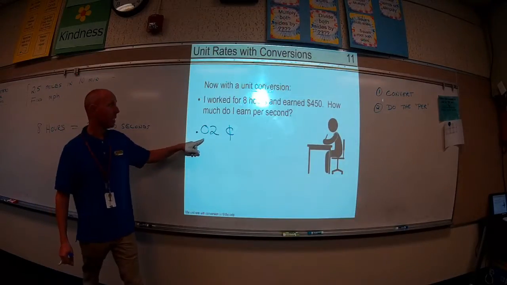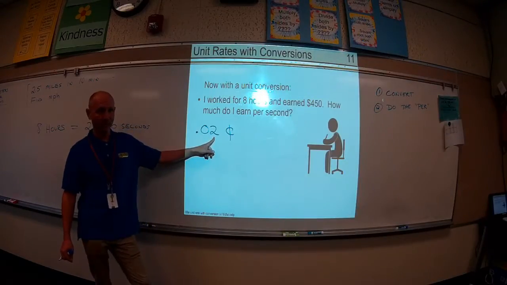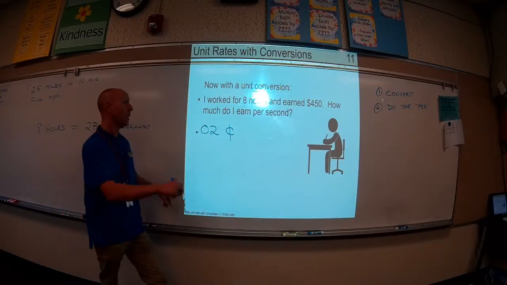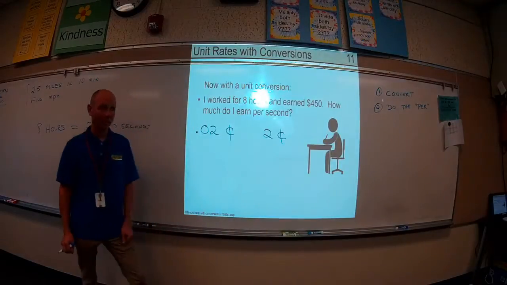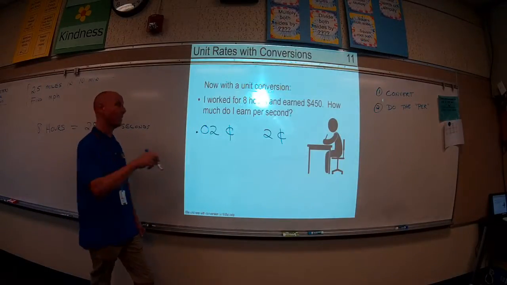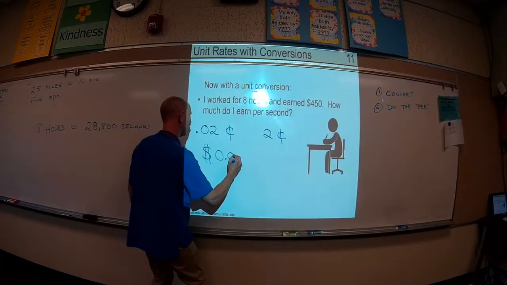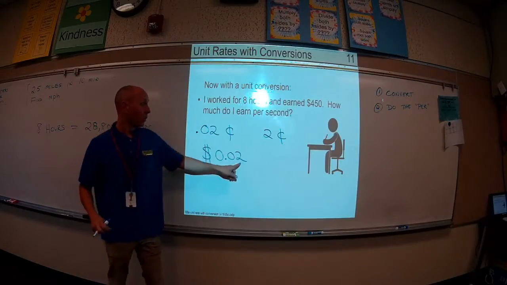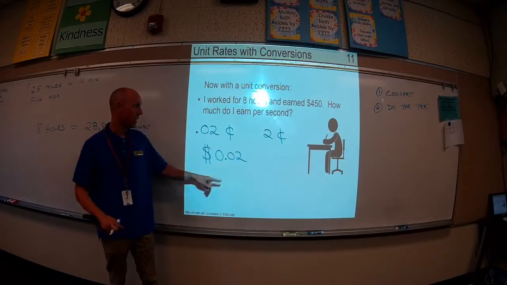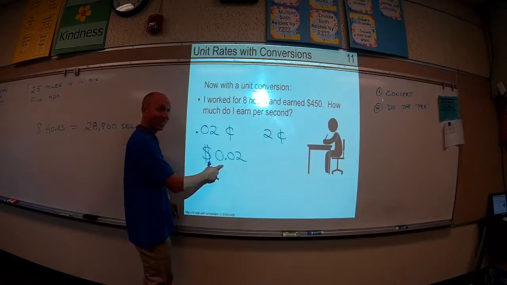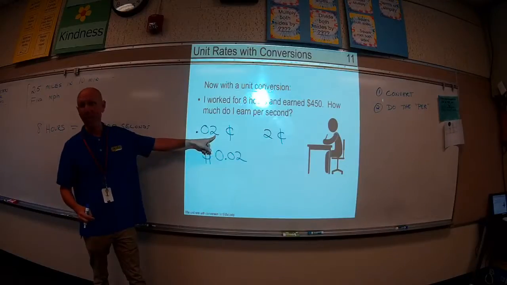This is saying 2/100ths of a cent. That's really small. This is saying 2 cents. This is saying 2/100ths of a dollar, which is 2 cents. This is 2 cents. This is 2 cents. This is 2/100ths of a cent.